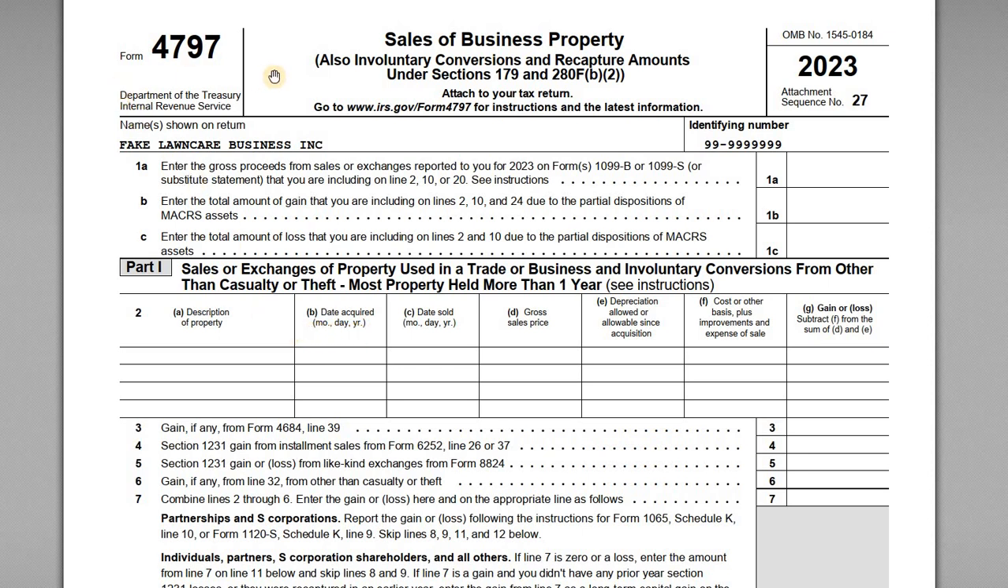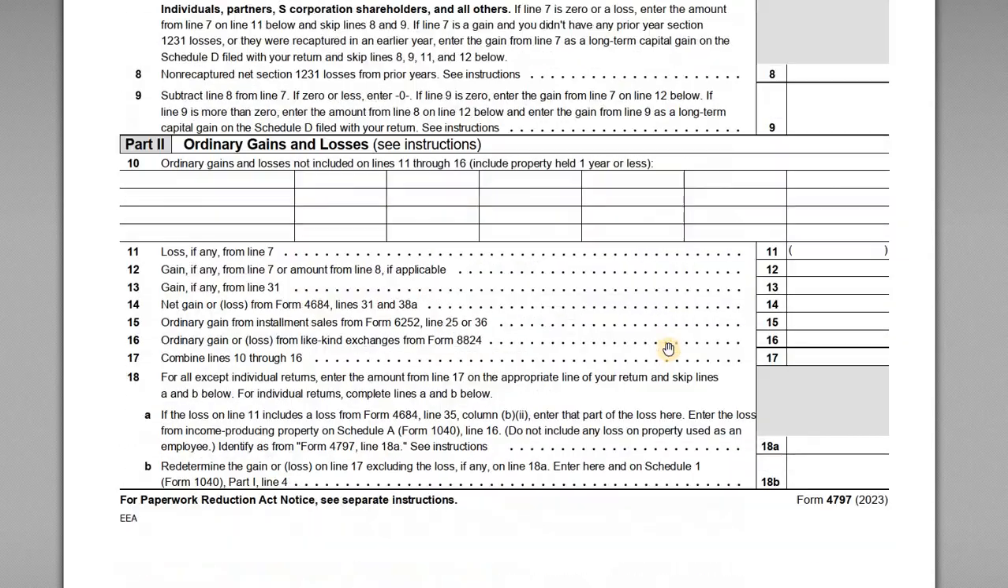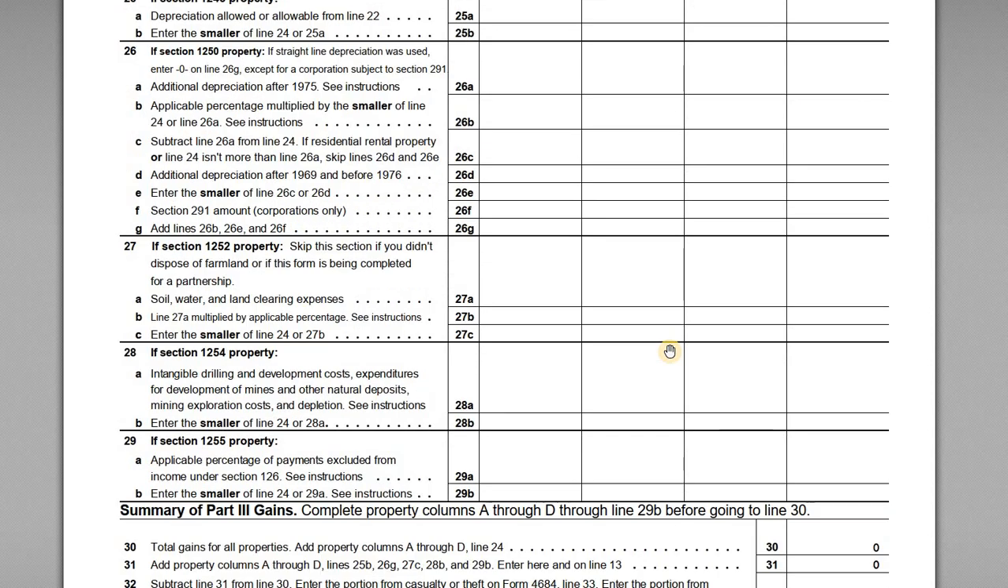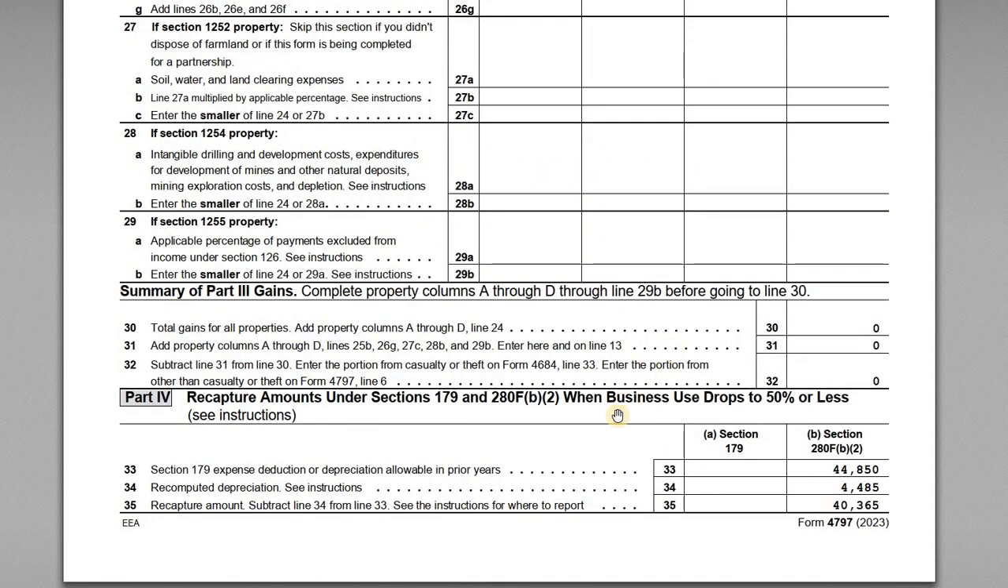Alright, for this video I want to do a walkthrough of the IRS Form 4797, and specifically what we're going to be looking at here is how to record bonus depreciation recapture when the business use of the asset falls below 50%. So the business hasn't sold the property, they've just had the business use drop below 50%, and so they have a recapture issue. All this is done here in Part 4: recapture amounts under Section 179 and 280F when business use drops to 50% or less.